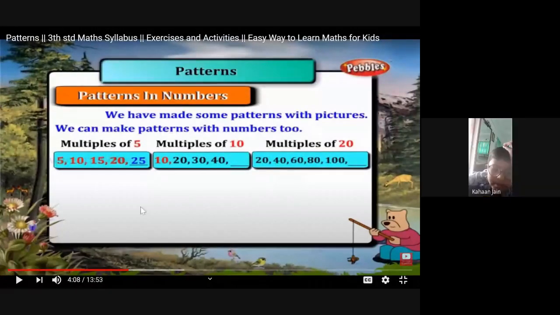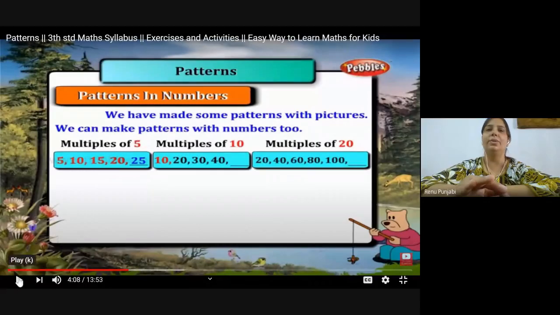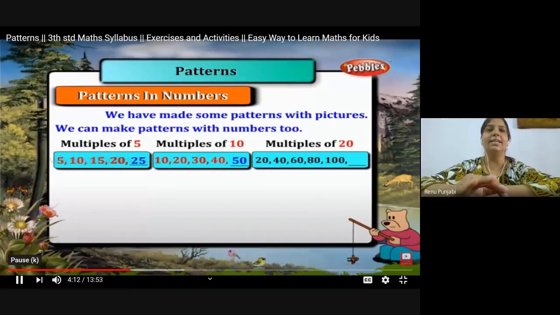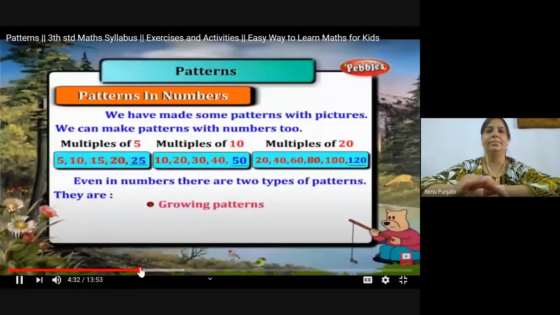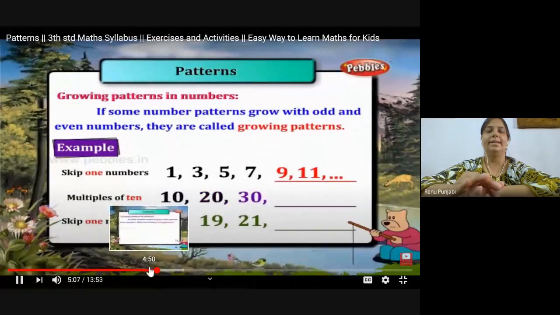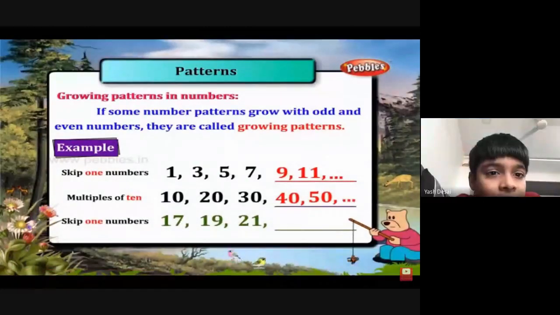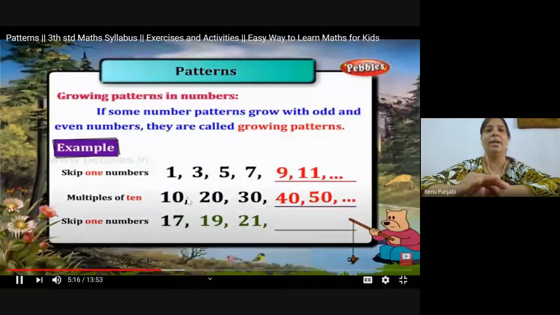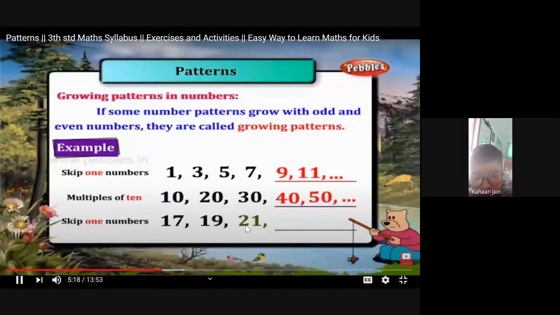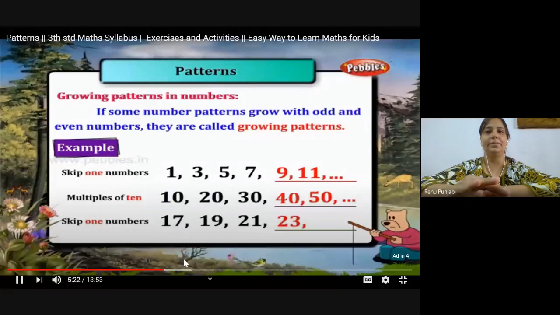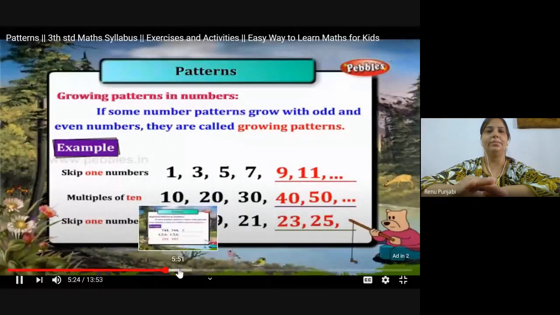20, 40, 60, 80, 100. What will come next? 120. See, these are skipping one number: 10, 20, 30, 40, 50, multiples of 10, and so on. Then again skipping one number: 17, 19, 21, 23, 25, and so on.